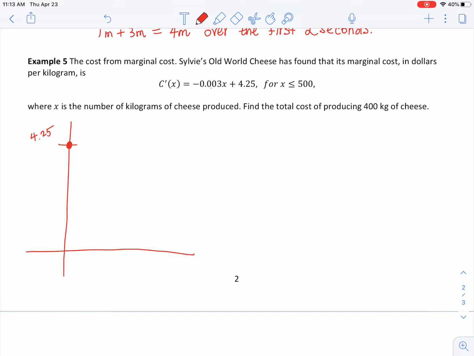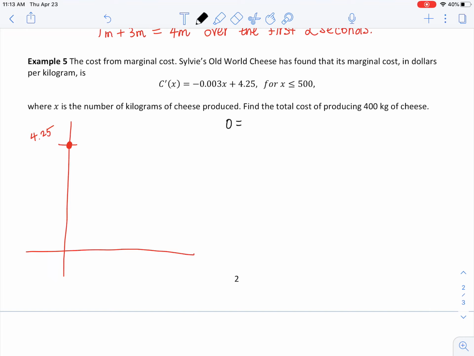Let me just graph it. And you know what? It's not really going to be a great graph. I'm just going to go ahead and say, hey, this is my 4.25. Just a random point. But I know I'm going to go down negative 0.003 and 1 over 1 to the right.